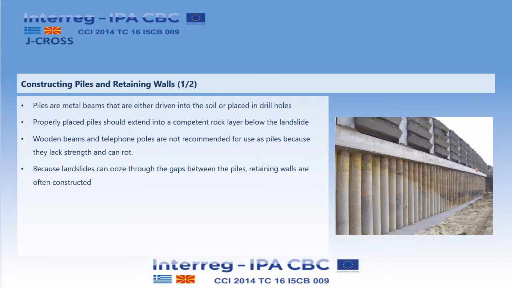Piles are metal beams that are either driven into the soil or placed in drill holes. Properly placed piles should extend into a competent rock layer below the landslide. Wooden beams and telephone poles are not recommended for use as piles because they lack strength and can rot. Because landslides can ooze through the gaps between the piles, retaining walls are often constructed.